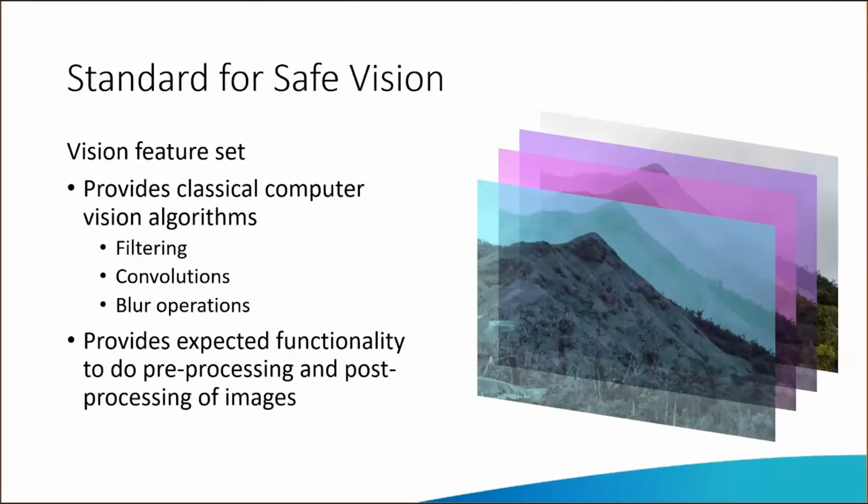But first, to start off, what is the vision feature set? It provides classical computer vision operations. So to give you an idea of what some of these are: things like filters, convolutions, blur operations, these types of things. The idea with this is that you can do image pre-processing and post-processing so that you can hand it off to another algorithm that can operate only on the important parts of the image, eliminating more complicated processing of parts of the image that are not of interest to us.